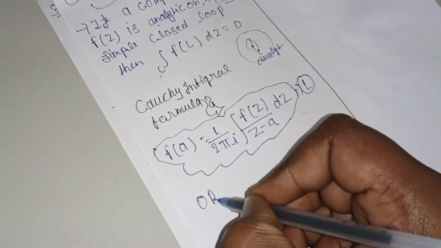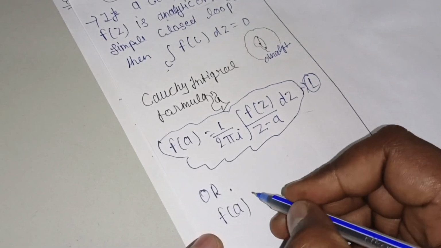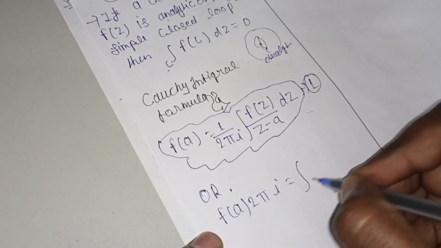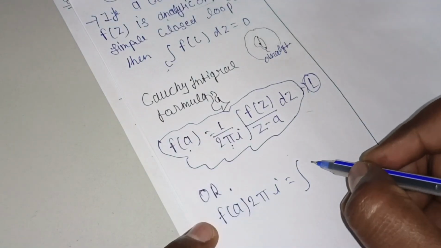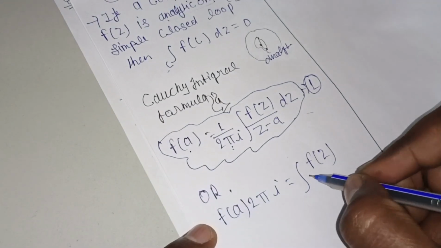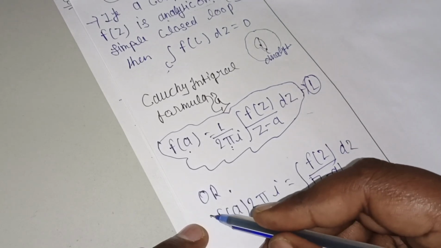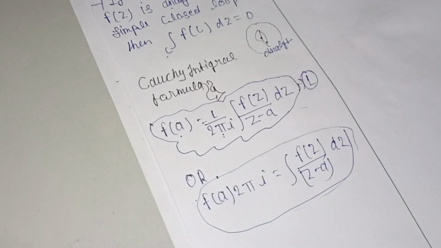Or we can write 2 pi i times f of a is equal to the integral of f(z) upon z minus a dz. I'm just multiplying it from this side. Most of the time it is easy to remember something like this, that's why I'm writing this.